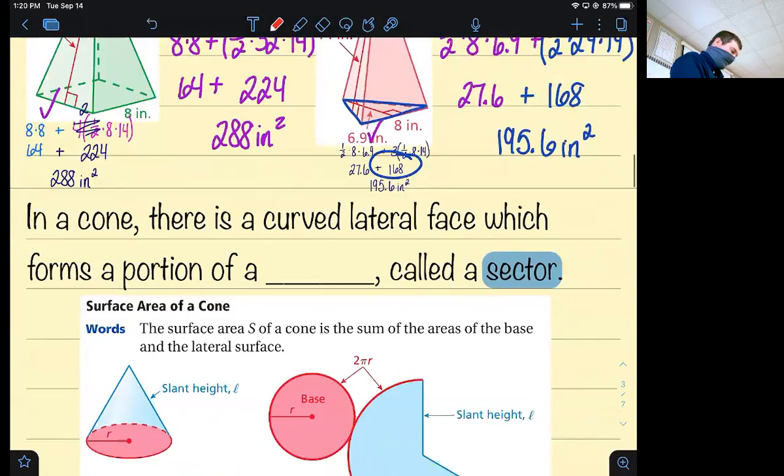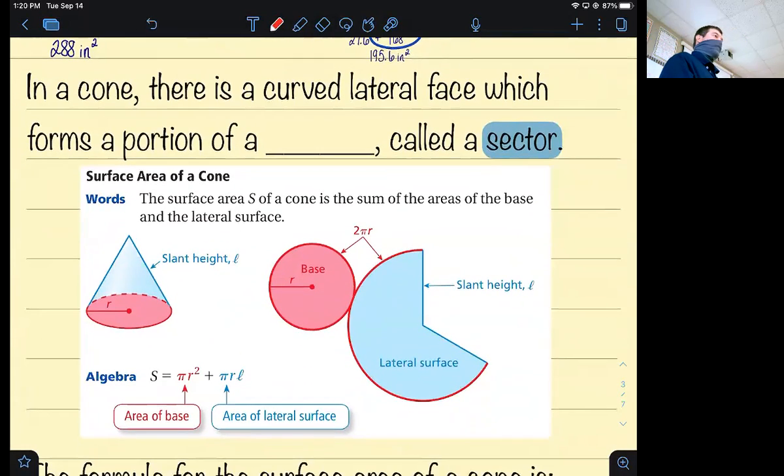Oh, cones. Did I get the birthday hat out with you guys when we did our nets? We saw what this looks like. Okay. Kind of looks like a Pac-Man, right?